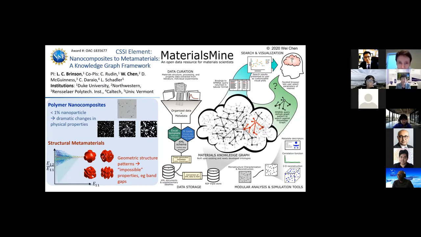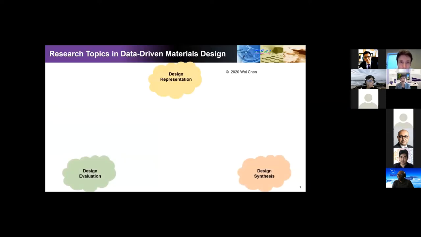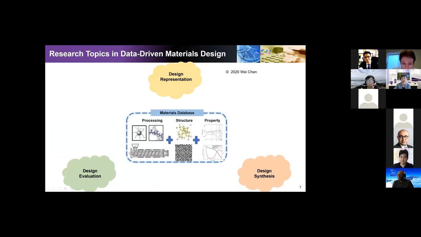Okay, thank you. And from the designer's lens, there are mainly three major categories of research involved: design representation, design evaluation, and design synthesis. We're developing methods for each of those categories. Design representation tries to extract information from the material database to determine the best representation for your design variables. In the materials area, you've probably seen representations such as composition, descriptors, correlation functions, the crystallography of the material, as well as SMILES, which is a representation for chemistry design. There are many different representations people use as control factors or design variables.